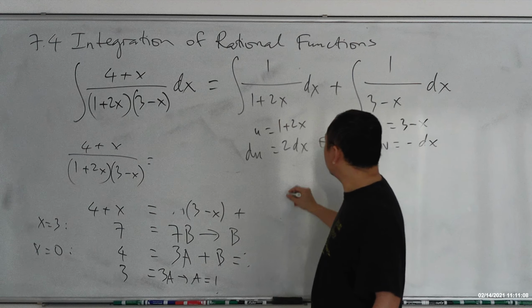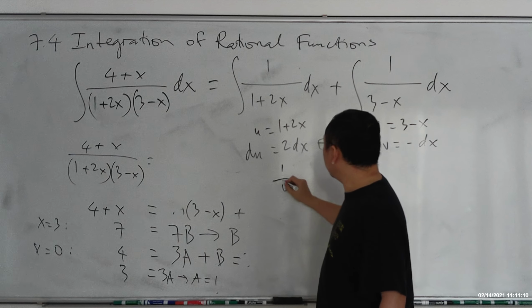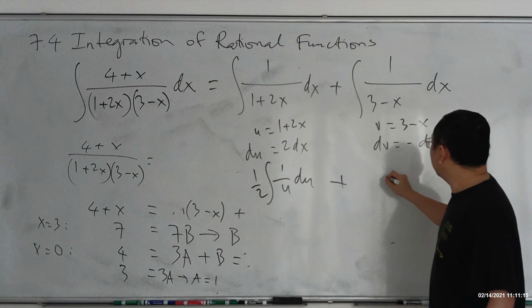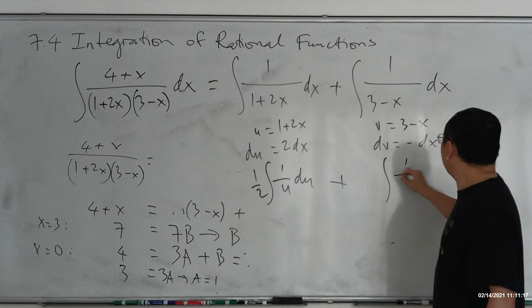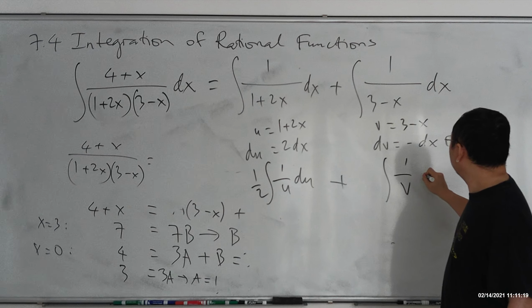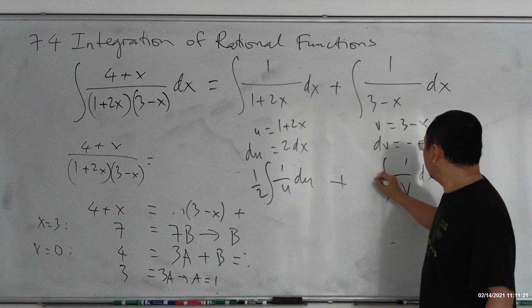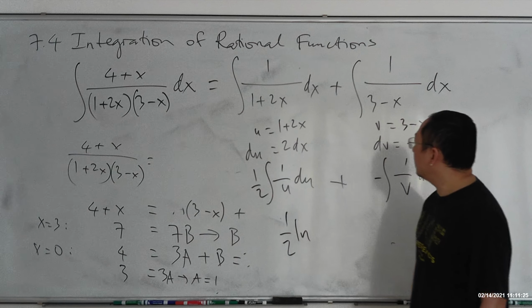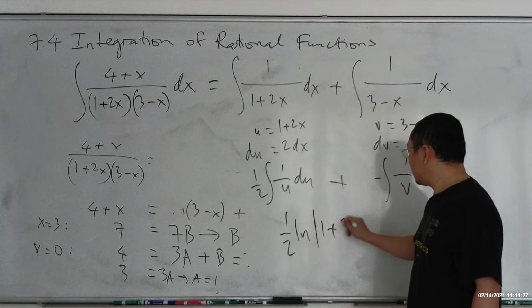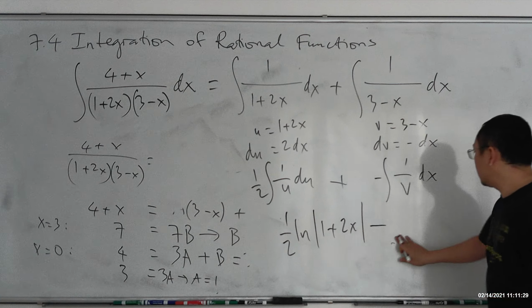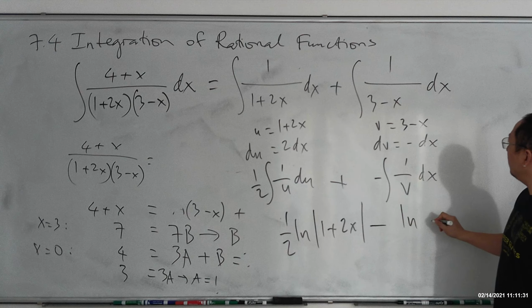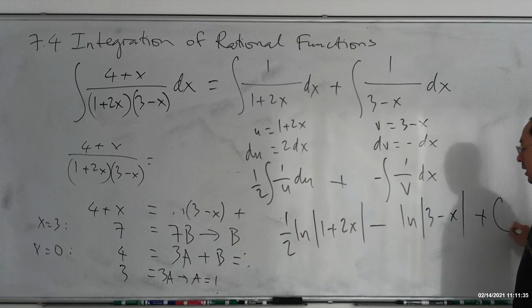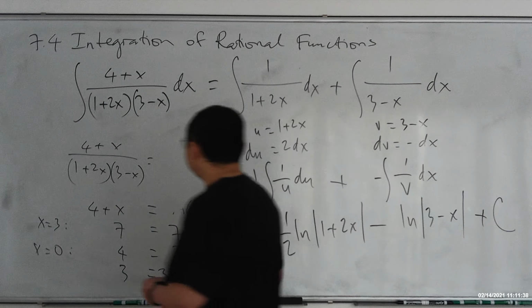This one becomes 1 over u, and dx is 1/2 du. And this one is 1 over v, right? And dx is negative dv, right? So this is 1/2 ln of u, which is ln of 1 plus 2x, minus ln of v, which is ln of 3 minus x, and then plus c. See, you have the answer.